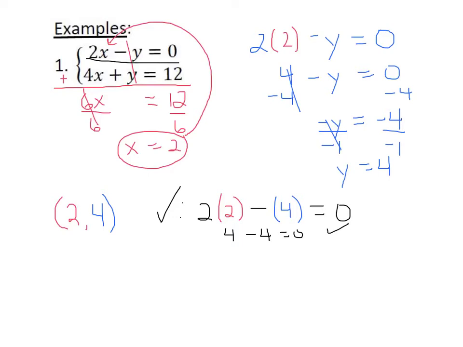So my bottom equation is going to be 4 times my x value, which was 2, plus the y value, which was 4.